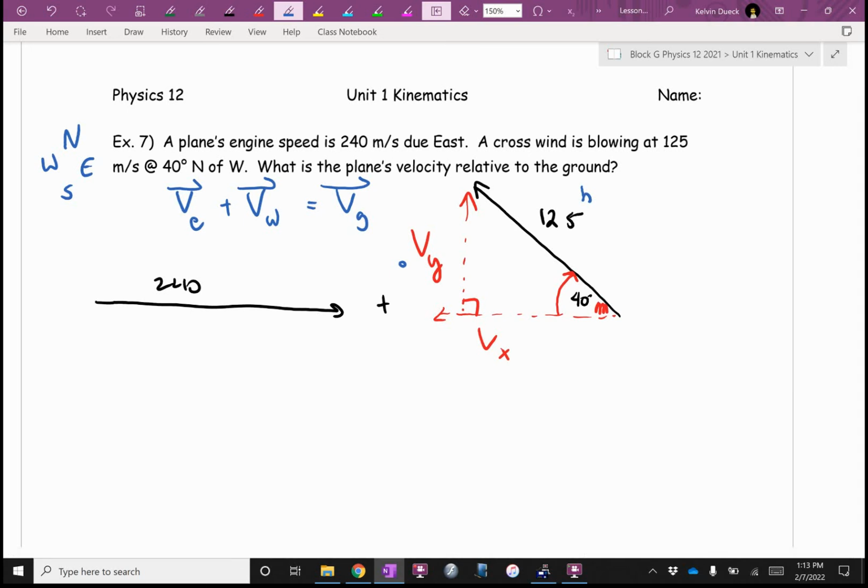No, A is cosine. This is O. Which trig function? That was a joke. Yeah. Sine. 40 goes next to the trig function, and that's going to be Vy over 12.5.